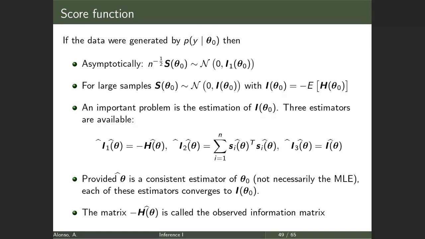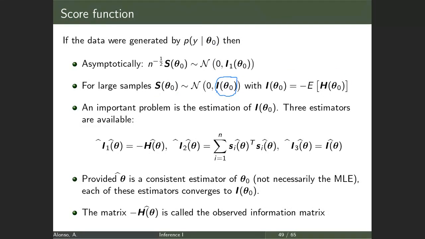Now you can show that the score function has a number of properties. For instance, asymptotically, the square root of n times the score function, what is the distribution of that when you evaluate it in the true value of the parameter? Well, that follows a normal distribution with mean 0 and variance-covariance matrix I1. Or you can write that in an equivalent way. When the sample size is large, the score function follows a normal distribution with mean 0 and variance the expected Fisher information matrix, which is the one we saw here, minus the expected value of the Hessian evaluated in the true value. So if you want to make inferences for the score function, you essentially need an estimator of the expected Fisher information matrix.